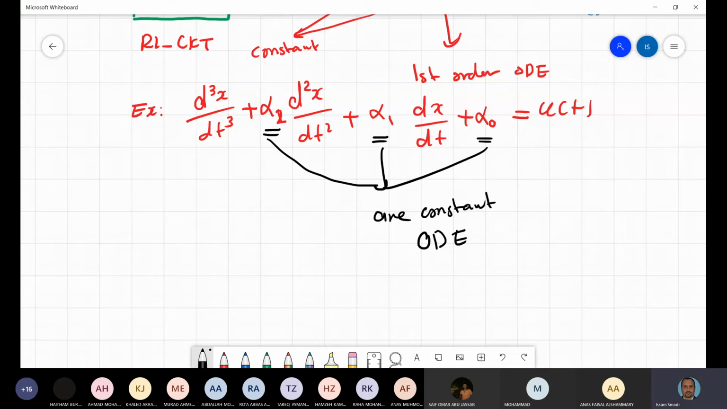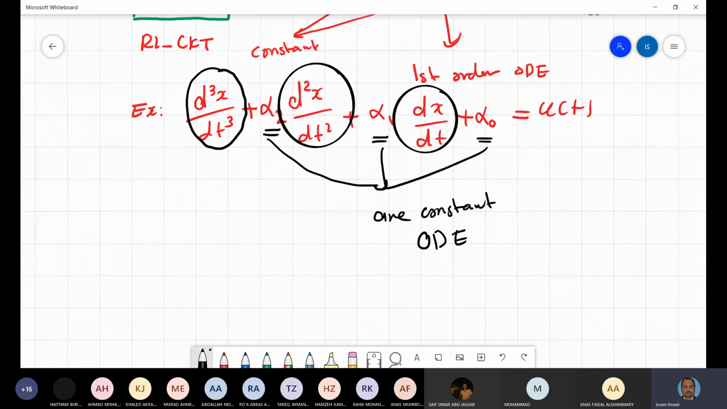Why? Because here I'm having the third derivative alone. Here I'm having the second derivative alone. Here I'm having the first derivative alone. And here I'm having the zero derivative alone, which is the function itself. This will be the x. So this is an ordinary differential equation.